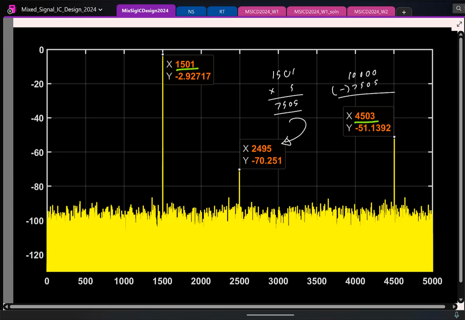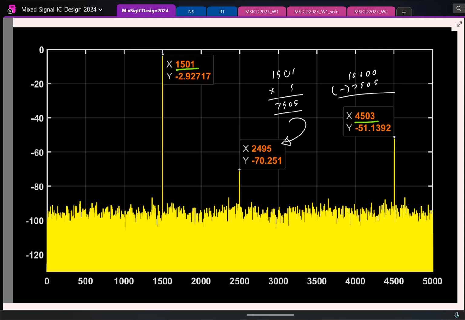Is that fine? So hopefully you are all comfortable with basic plotting of the spectrum and finding out where each thing will alias back to.